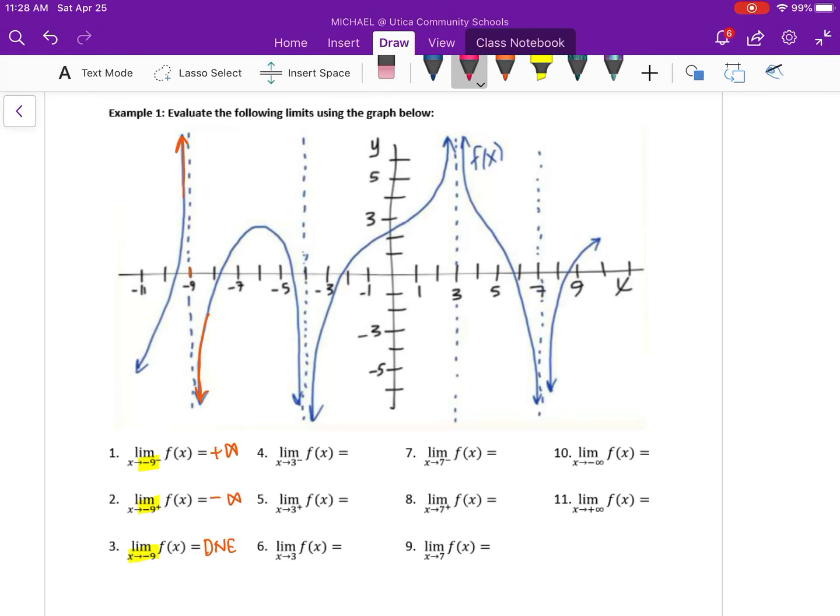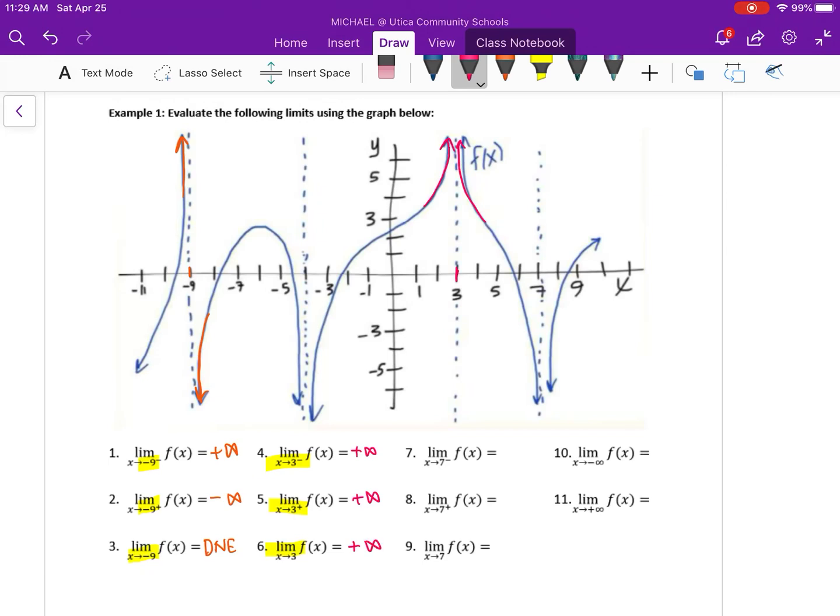Okay, now we are at 3, which is right here. So 3 from the negative side goes towards positive infinity. I'm sorry, I thought I did these backwards, but I did that right. 3 from the negative side is positive infinity. 3 from the positive side is also positive infinity. And then because those two things are the same, the limit as x approaches 3 is positive infinity.